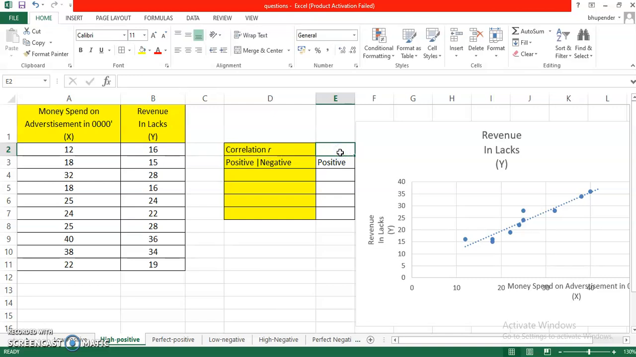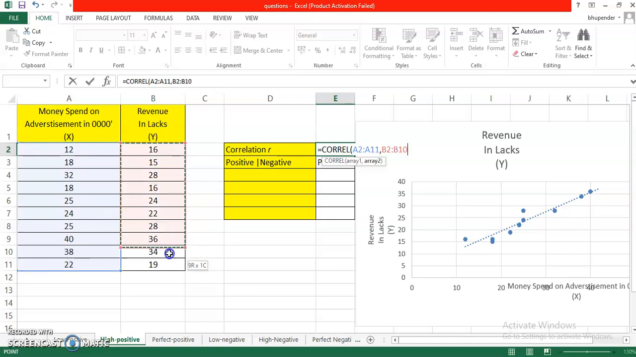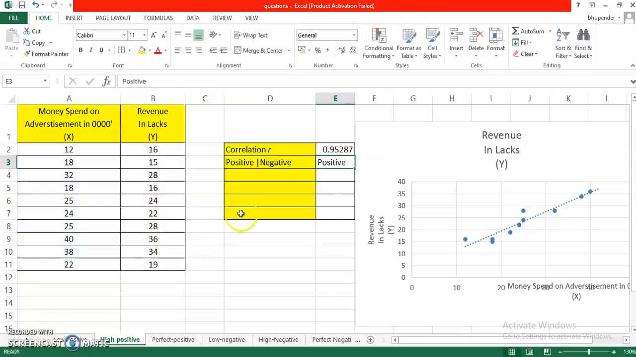And let's verify whether it is a high positive or not. Again, I go with the formula, select series X, separated by a comma, select series Y. If the formula is that simple, you don't need to close the parentheses either. You just hit enter. It's a very high positive correlation. Remember, the correlation remains between -1 and +1. So +1 is highest, so it is pretty close to high. Let's see what could be the best possibility.